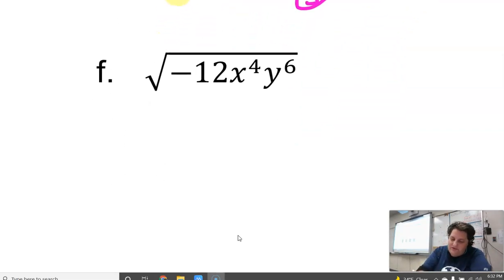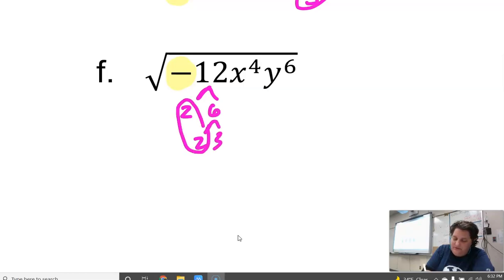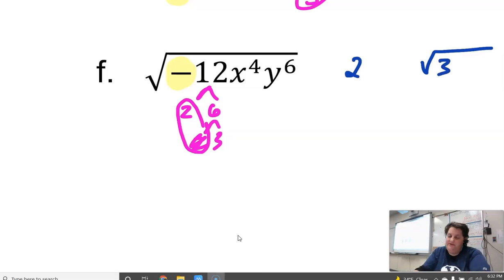All right. Okay, now look at this one. This one's fun. All sorts of numbers and letters plus an i in here. 12 is 2 times 6, 2 times 3. We got a pair of 2s. All right. So there's a 2 outside, a 3 inside. I'm going to leave lots of room. I can go ahead and put the i right now, just so I don't forget about it.